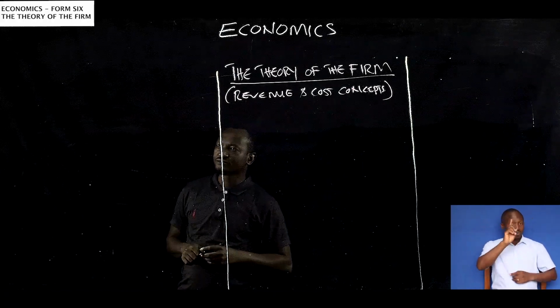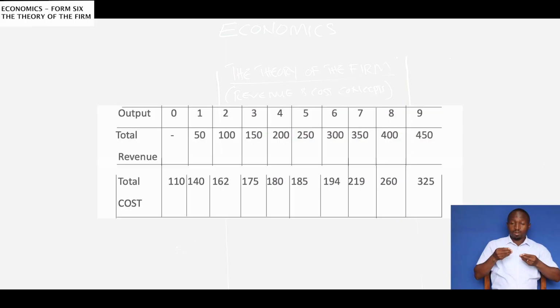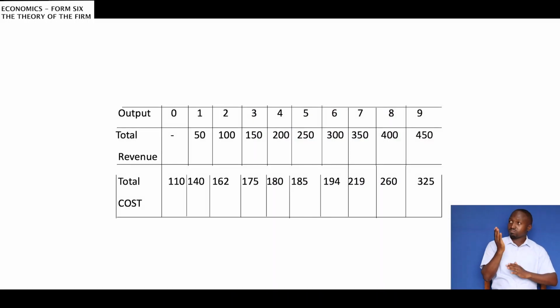In the question, we are given a table which shows output level starting from 0, 1, 2, 3 up to 9. We have total revenue, starting with a dash, 50, 100, 150, 200 up to 450. We have total cost: 110, 140, 162, 175 up to 325.